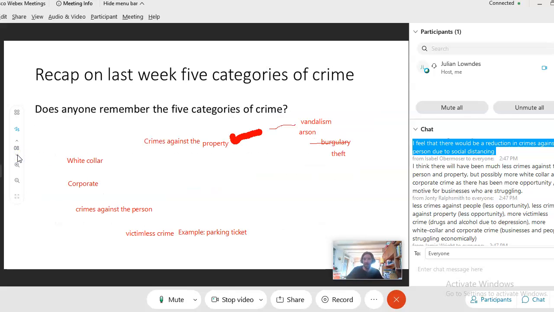Okay, so a quick recap on the 5 categories of crime covered in week 9: white collar crime, corporate crime, crimes against the person, victimless crimes, and crimes against property.